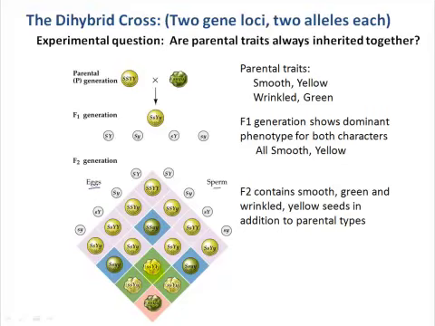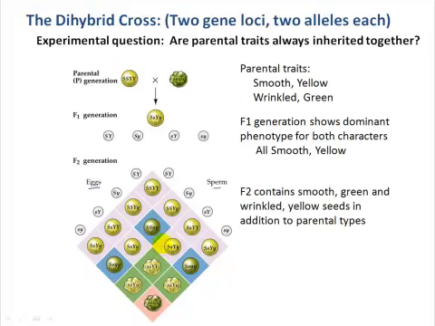So wrinkled with yellow, smooth with green. That wasn't here, right? We didn't see that in the parental generation or the F1 generation. That's a new combination of these characteristics. So that's driven by the greater diversity in the genotypes that are possible with independent assortment and segregation of these alleles. So how would you answer the question then?